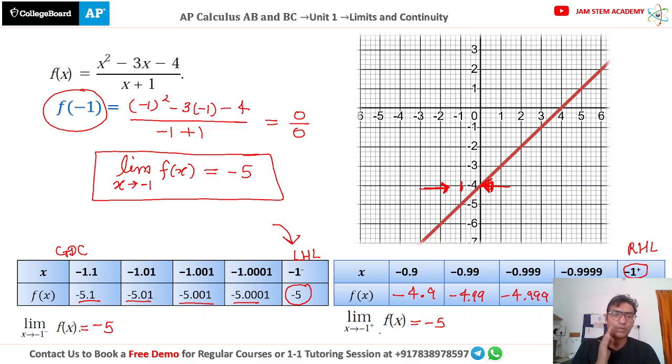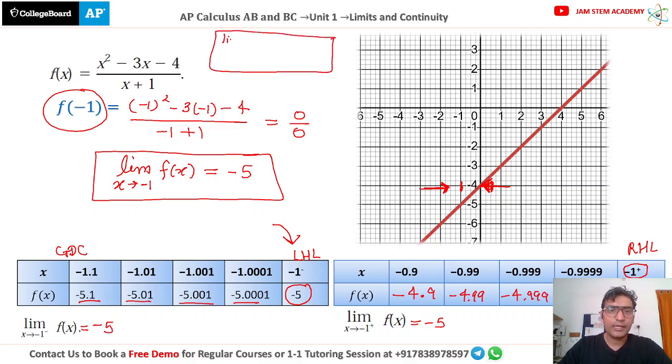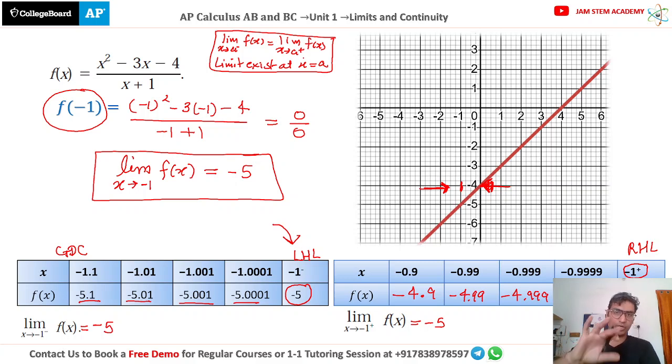So here you can see both left hand limit and right hand limit are approaching the same number, negative 5. So in this case, we say the limit exists at that point. Please make a note of this: if the limit as x approaches a minus of f(x) equals the limit as x approaches a plus of f(x), both are equal, then we say the limit exists at x equals a. Even though we are not able to find the value at that point, don't worry, we are just looking in the neighborhood only. We are not looking at that exact point.